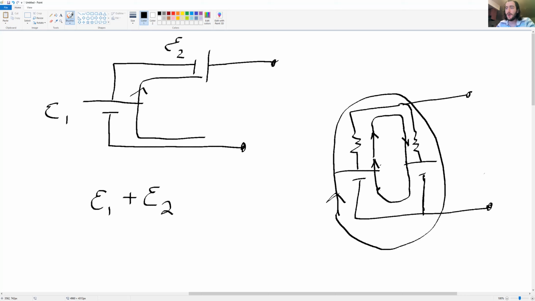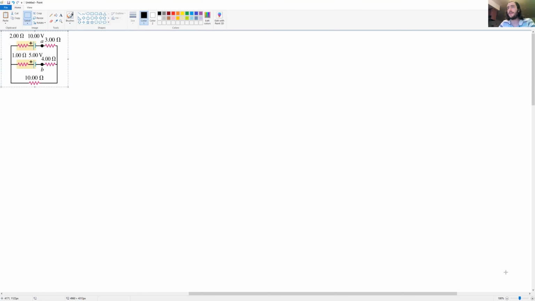So there's no general rule when you have EMF sources in parallel like this with resistors. But if you have EMF sources in series with one another, you can always add them, or subtract them if they have opposite polarity. That is always true. In the parallel case, it's a little more complicated. So let me go ahead and clear this, and I think I already copied that question.